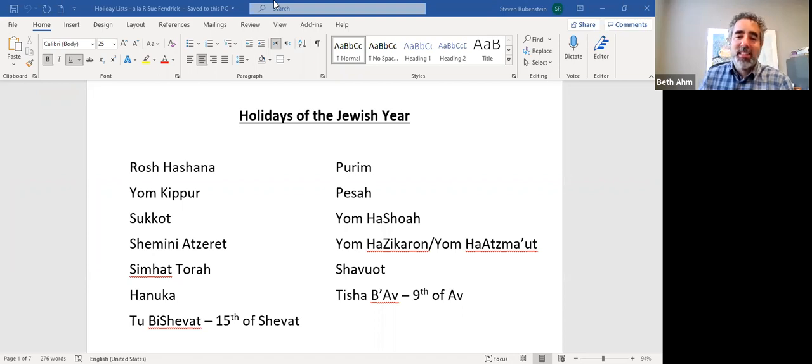Yom HaShoah is Holocaust Remembrance Day. Yom HaZikaron is Israel's Memorial Day for soldiers and those killed in terror attacks. Yom HaAtzmaut is Israel's Independence Day. Shavuot is the Feast of Weeks. It comes 7 weeks after Passover, Pesach. And Tisha B'Av is the 9th of the month of Av. We just had that a couple of weeks ago. And as I mentioned earlier, it is the day on which we remember not only the destruction of the first temple in Jerusalem and the second temple in Jerusalem, but other tragic events that are all sort of grouped together on that day. That is definitely one of the oys.